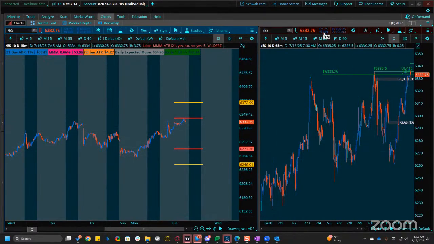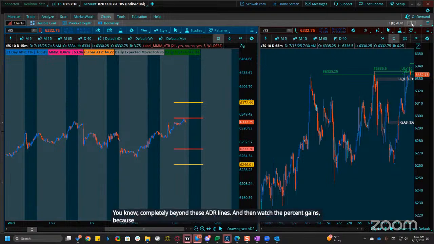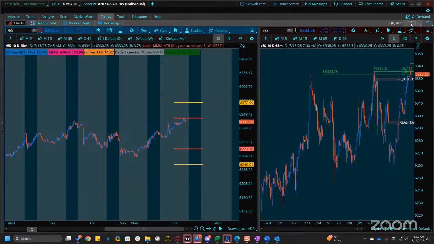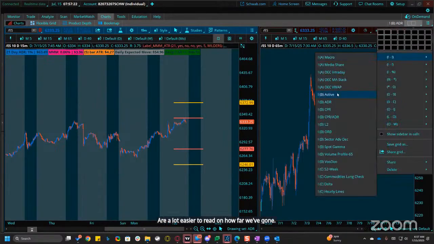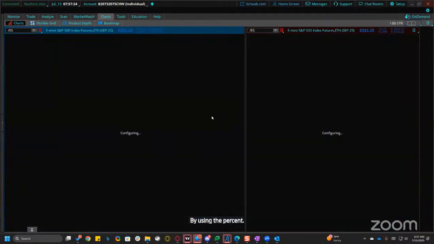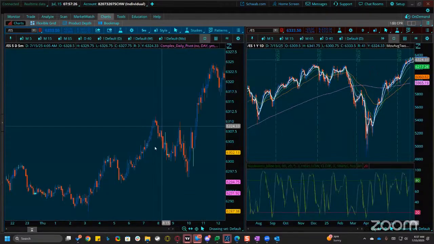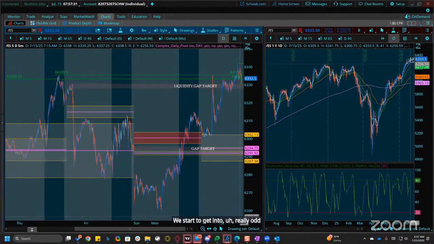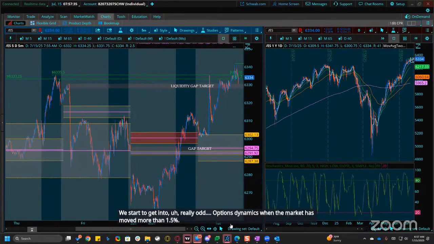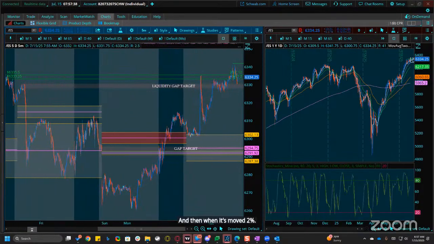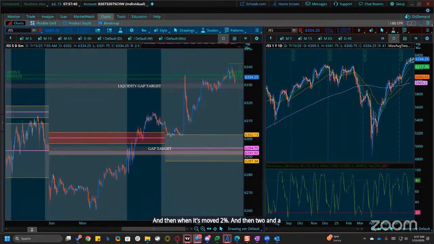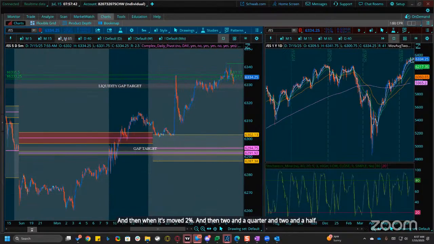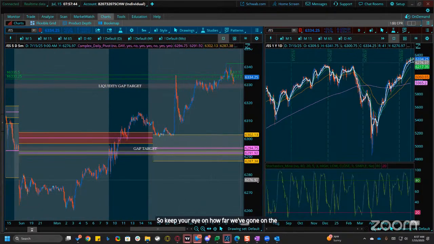And then watch the percent gains, because the futures are a lot easier to read on how far we've gone by using the percent. We start to get into really odd options dynamics when the market has moved more than 1.5%, and then when it's moved 2%, and then 2.25% and 2.5%. So keep your eye on how far we've gone on the percent basis.